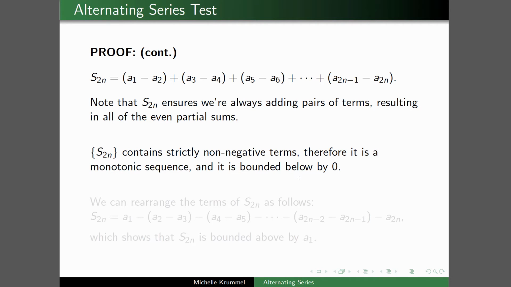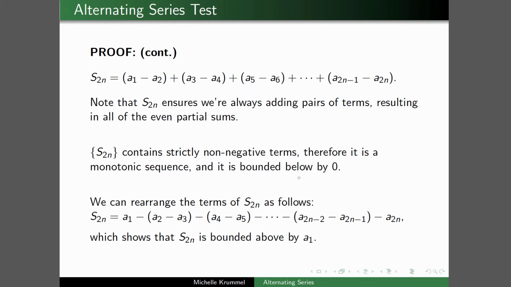If we rearrange our terms, and all I'm really doing is redistributing my parentheses here, so I'm putting the parentheses here and making that a negative sign instead, then I get a different representation of my even partial sums.